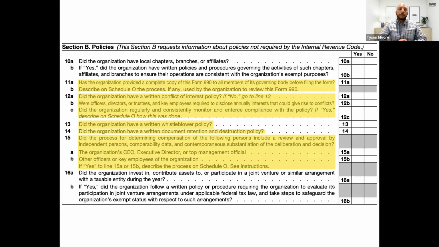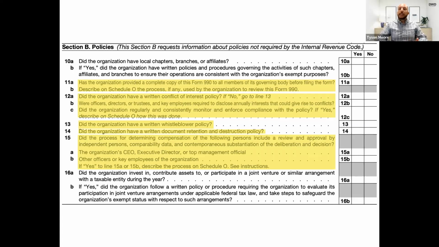The first one that they ask about here is more of a process. It's asking if you provided a copy of Form 990 to all the members of the governing board before filing the form. So really what you're saying here is, did you provide the 990 to all your board members? So not just your finance committee, not just your executive committee, but all your board members to look at before you filed with the IRS. And the copy that they look at has to include all of the pages and all of the schedules that were reported to the IRS.